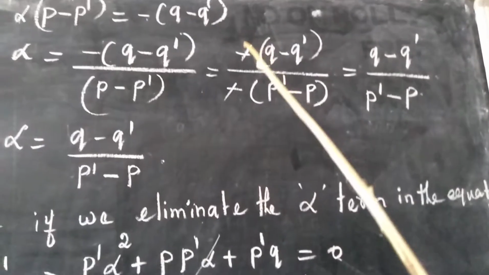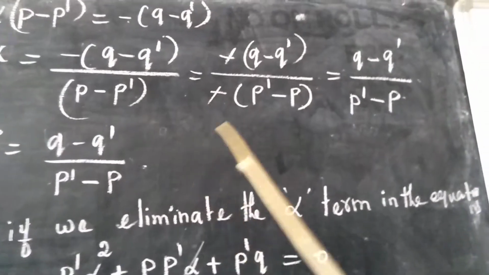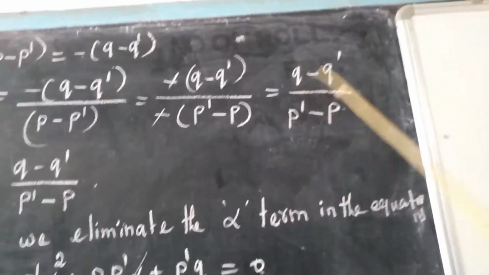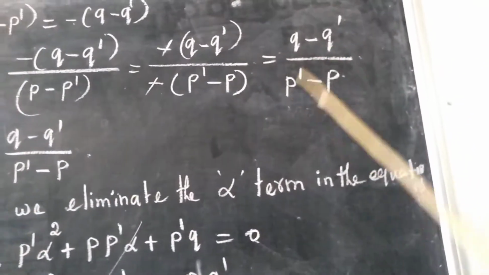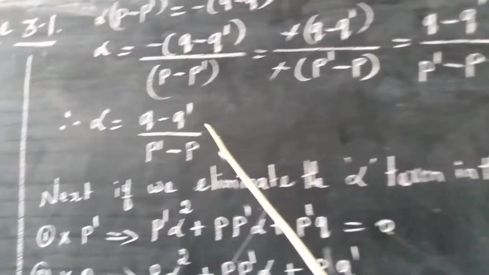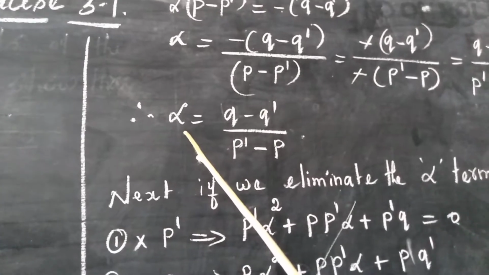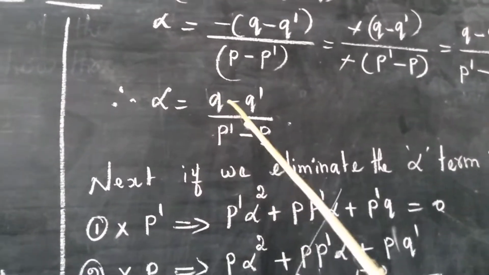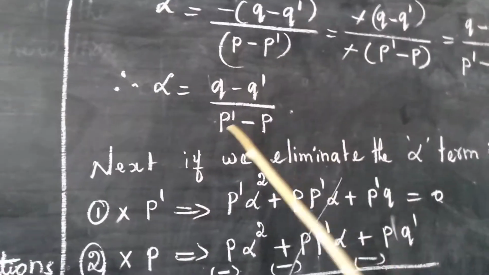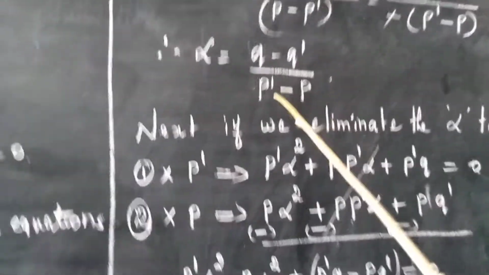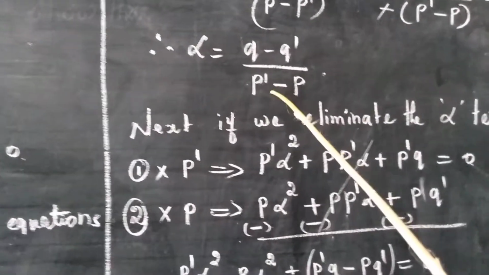Now both have the minus sign, so we can cancel it. The remaining is (q − q')/(p' − p), and this is the value they are asking us to find, that is the root alpha. We found that the value is (q − q')/(p' − p). This is one of the solutions they are asking for.